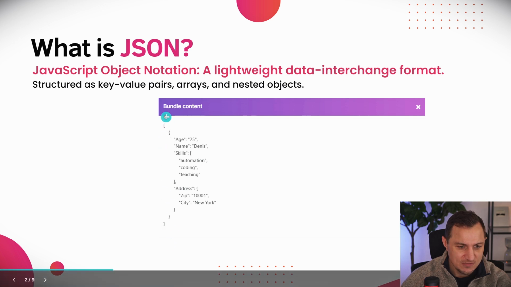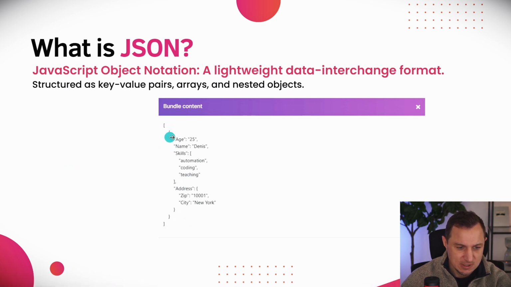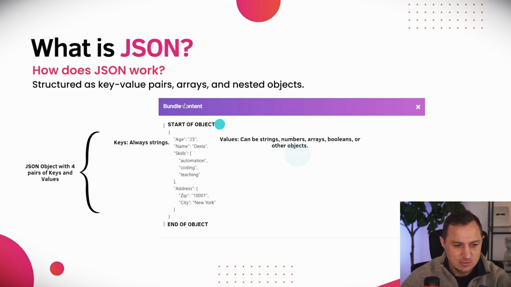So here we have a JSON object, and this JSON object contains a bunch of information. It contains the age, the name, the skills, and the address. There are three different things happening in here. We have the key value pair, which you can see here. The key is always a string. That's the left part here. For example, age, name, skills is always a string. What is a string? A string is text. When you are using strings or text inside of JSON, you need to surround it by quotations.